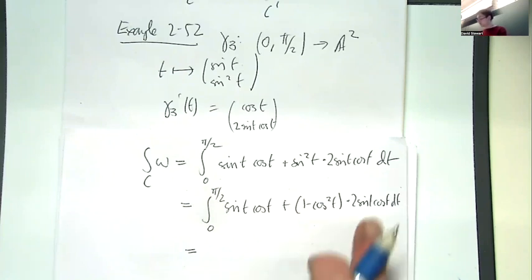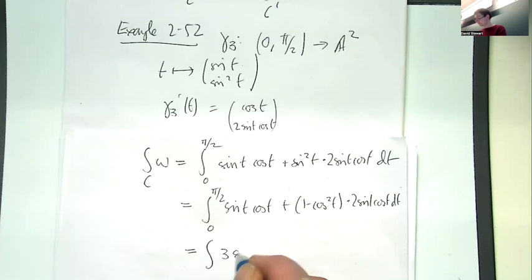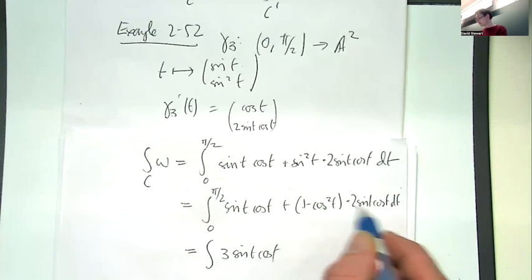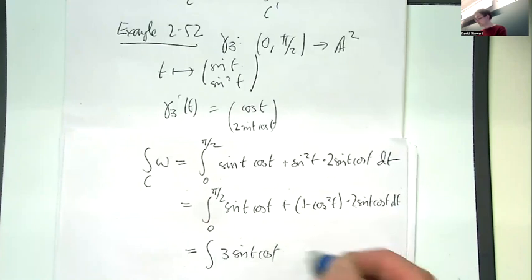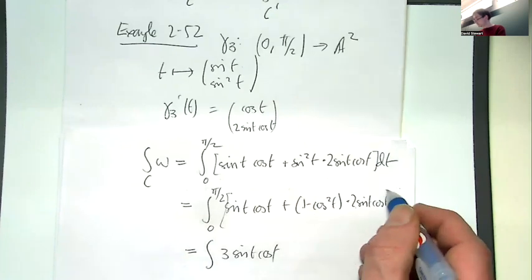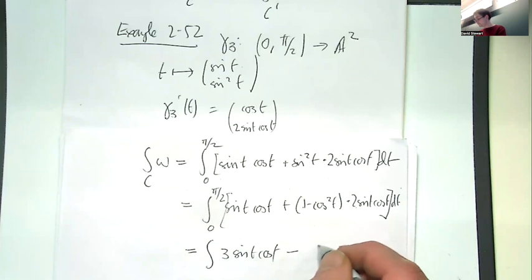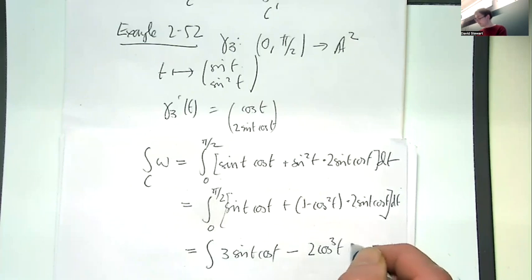Which is going to give us 3 sine t cos t. We take a 1 from that bit and my 2 sine t cos t from here. I'll do these around here. Minus 2 cos cubed t sine t.